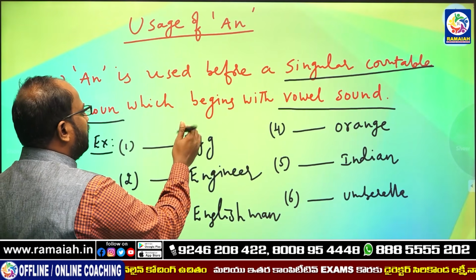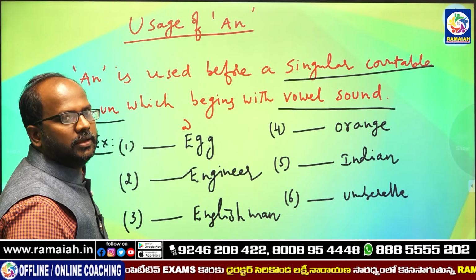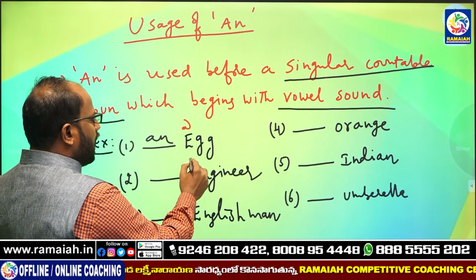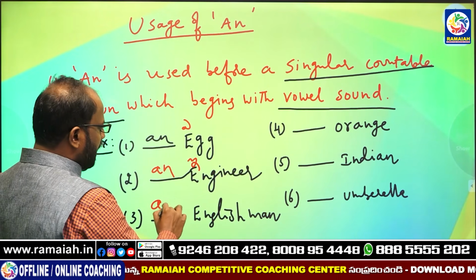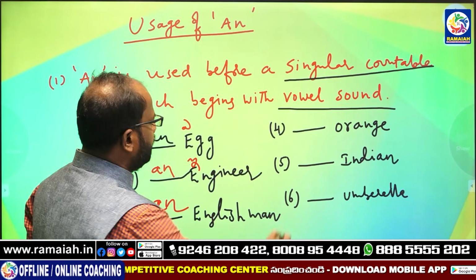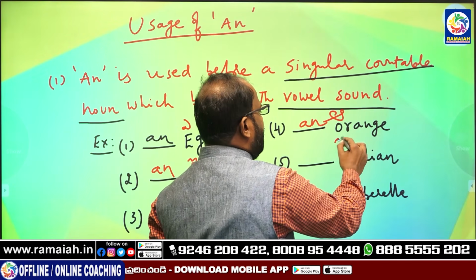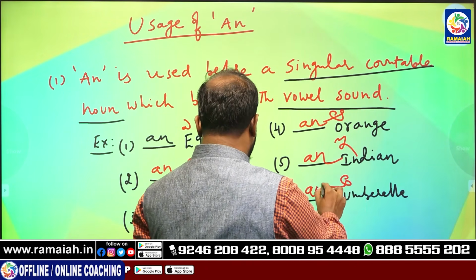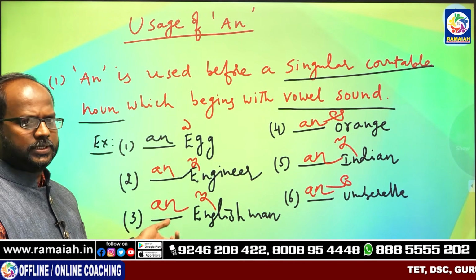If I write in Telugu like this, we can write egg, an egg. Engineer, an engineer. Englishman, an Englishman. Orange, an orange. Indian, an Indian. Umbrella, an umbrella. Yes. See the sound simply.